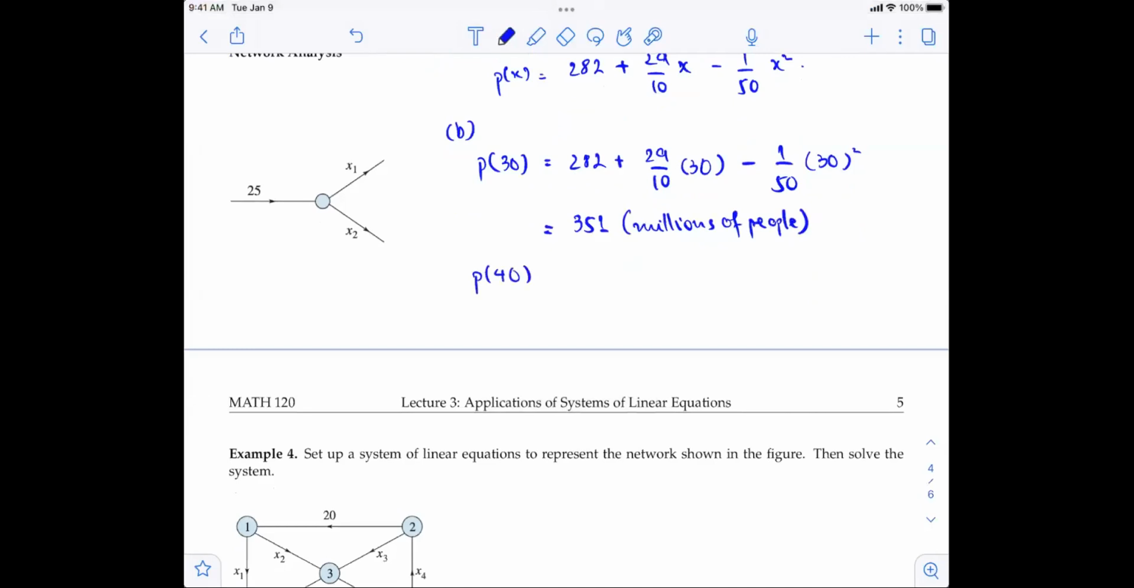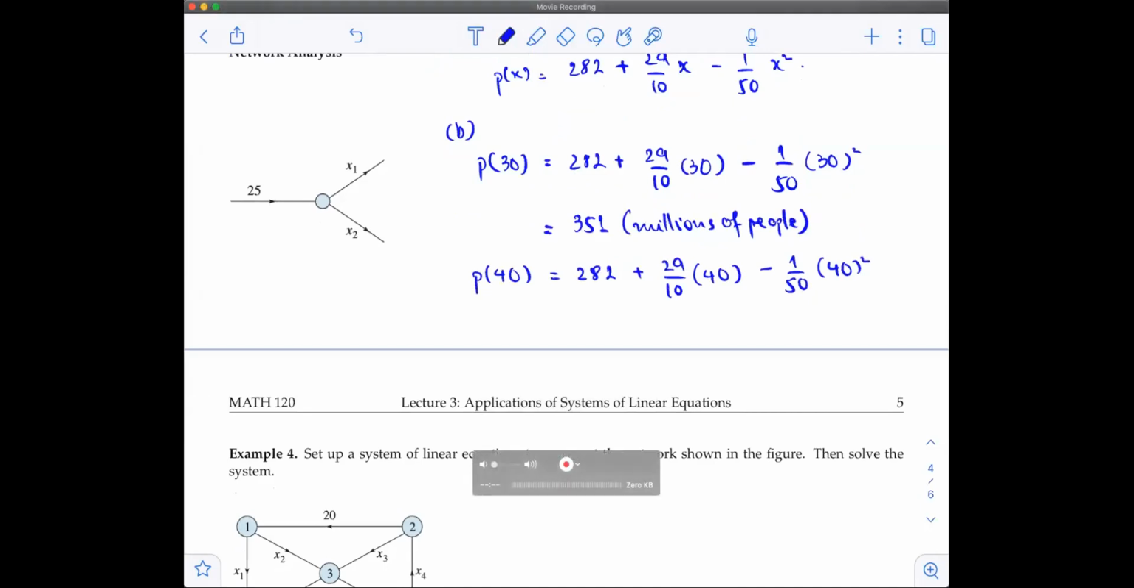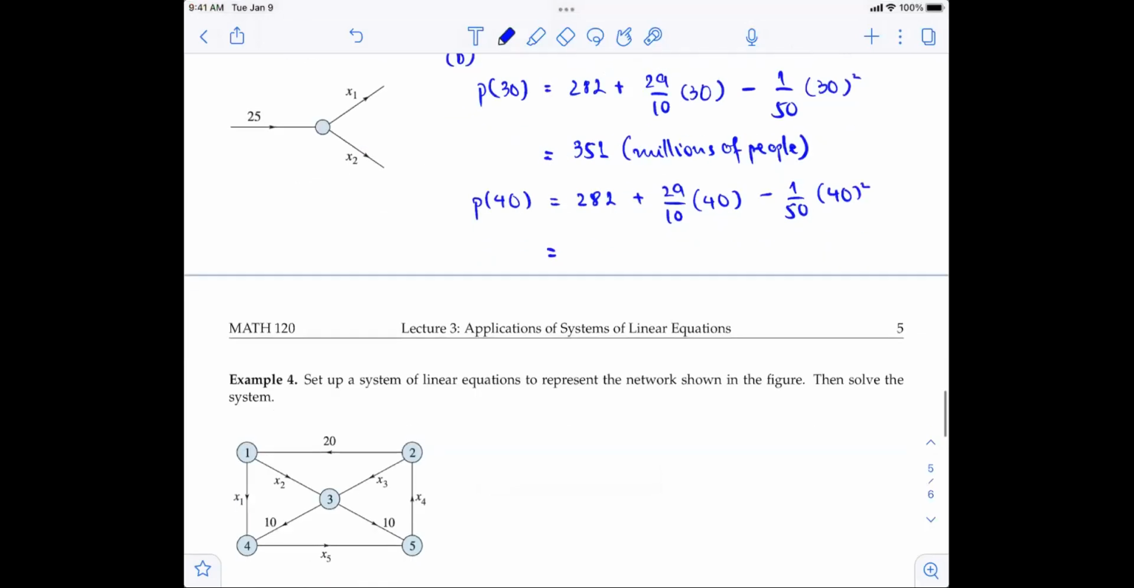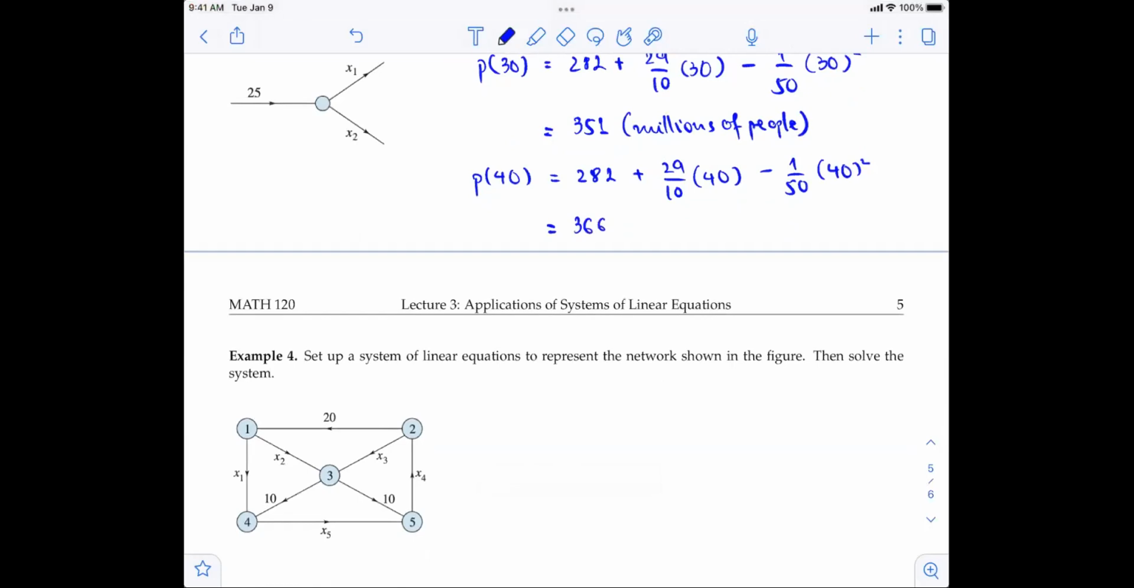So P of 40 is equal to 2A2 plus 29 over 10 times 40 minus 1 over 50 times 40 squared. Right. So this is quick calculations. So let me do quick calculations here. And this is going to give you 366. So this is millions of people.